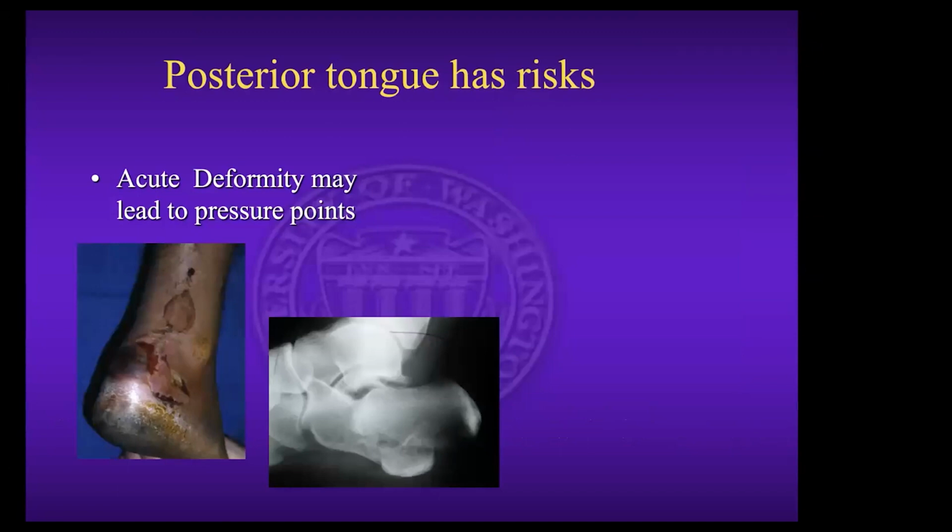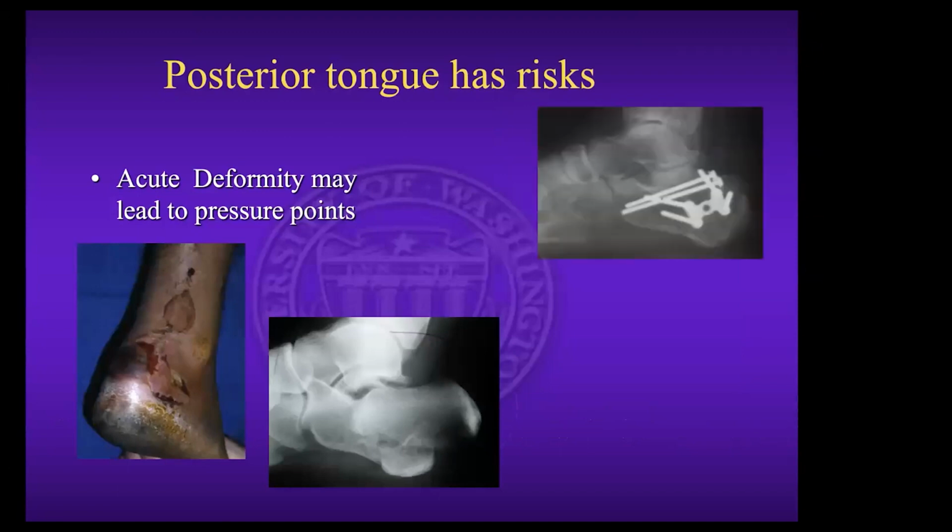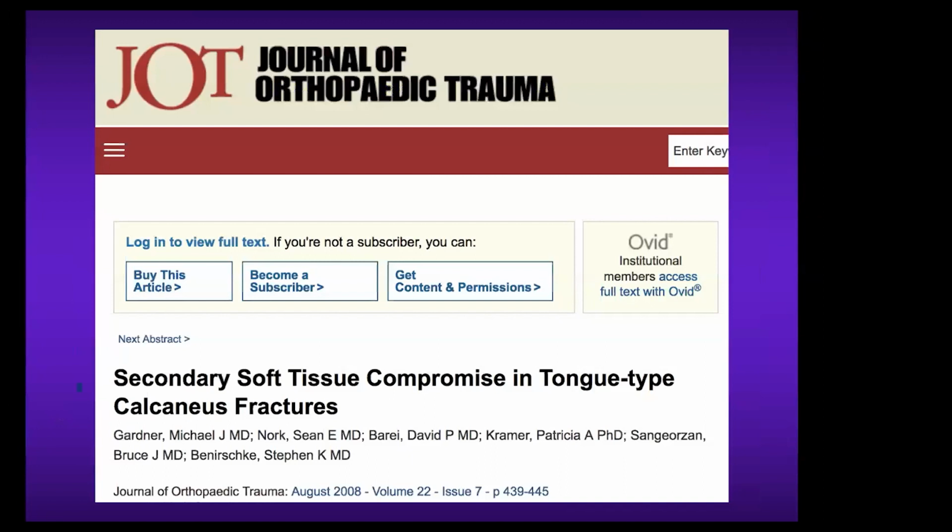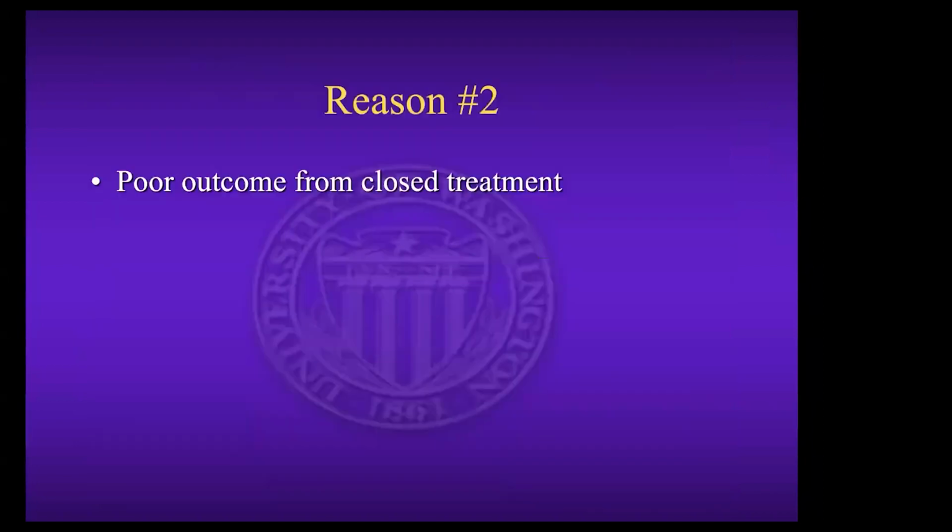So these posterior tongues are particularly prone to this disorder, and these are managed acutely by hyperplantar flexing the foot in the ER to take that pressure off the skin posteriorly and then getting them reduced as quickly as you can. This was outlined by Mike Gardner, who was one of our trauma fellows a decade ago, who's gone on to write maybe 150 other papers since then.